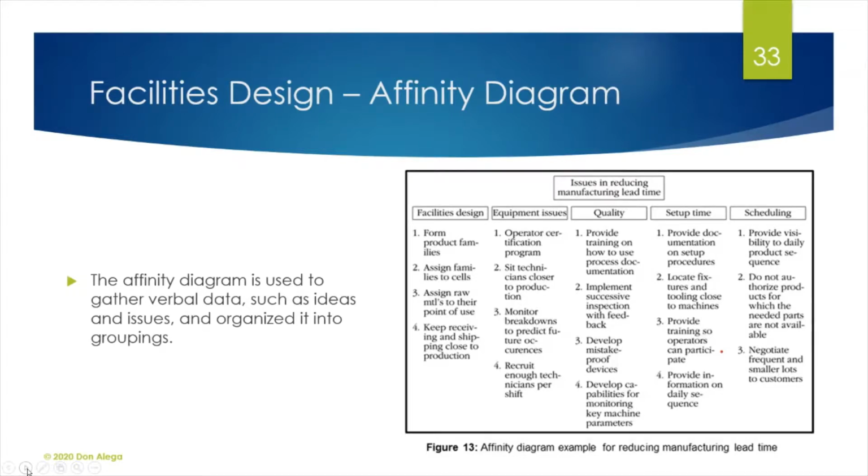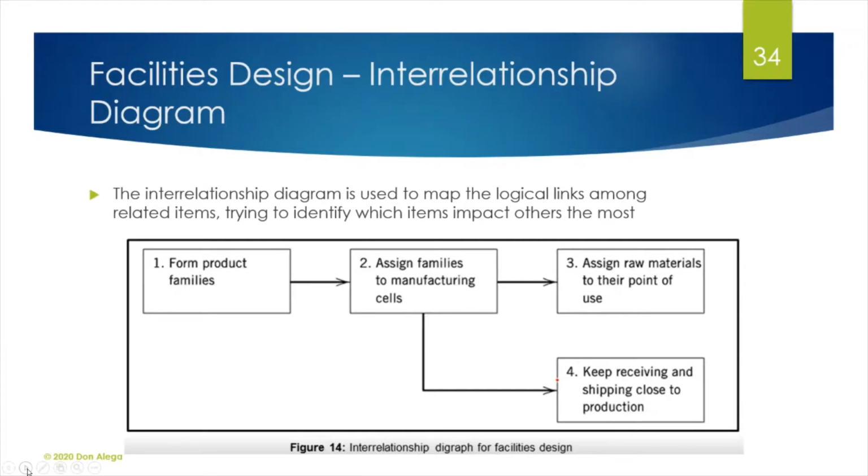Okay po. So next, for the interrelationship diagram naman, it is used to map the logical links among the related items, trying to identify which item impacts the others the most. So in other words, it shows the cause and effect relationship, 'di ba? Nung problem itself. And it helps to analyze the natural links between the different aspects of the complex situation.